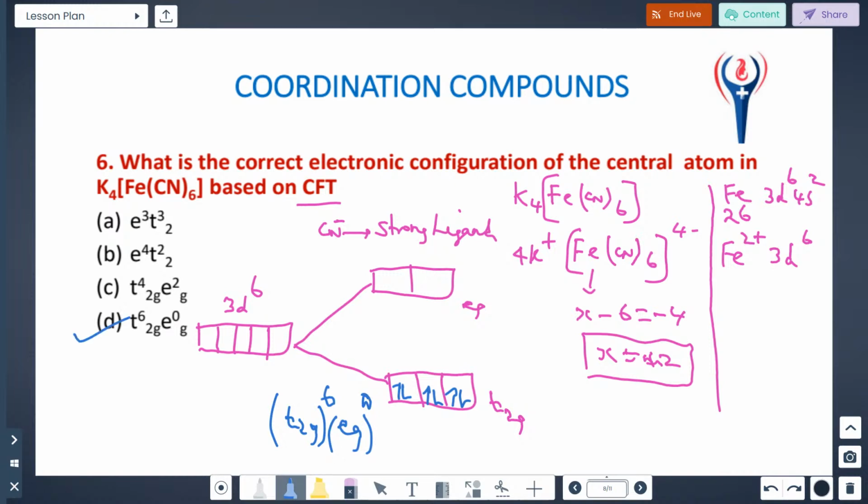Still they have not asked any questions in CFT. I think they will ask this year, so concentrate on this theory. It's very important. Mostly they ask valence bond theory. Questions based on Werner's theory, IUPAC name and isomerism are also sometimes asked. Okay, next one.